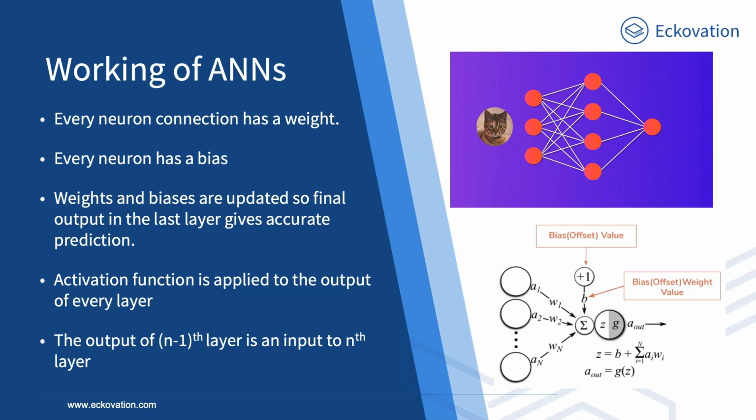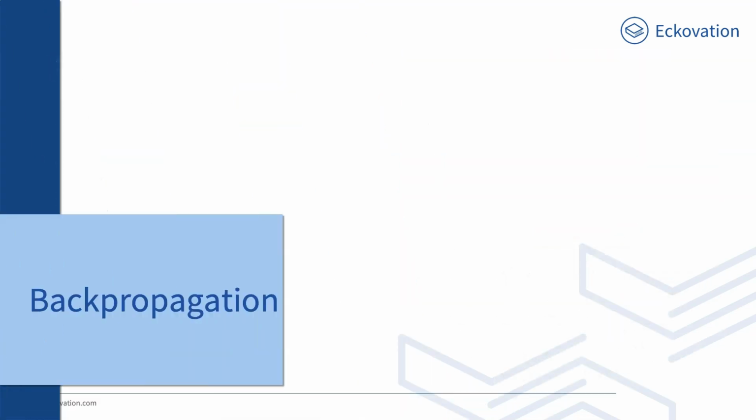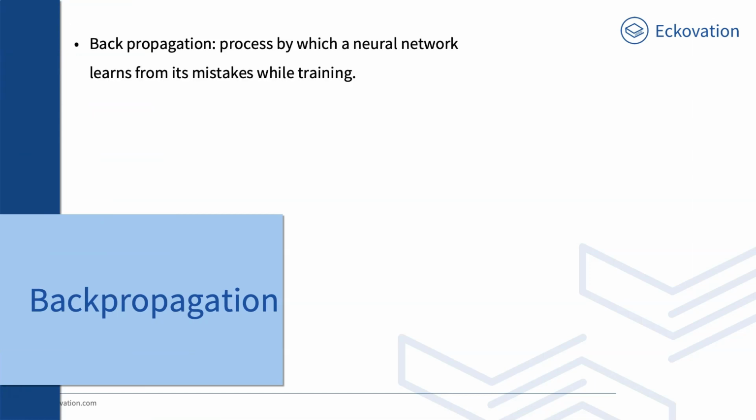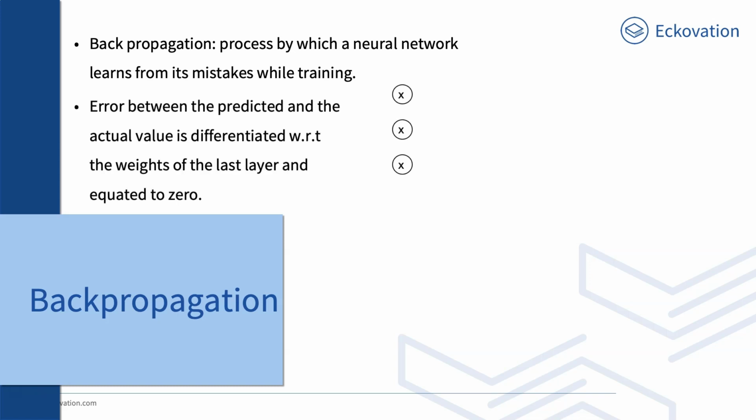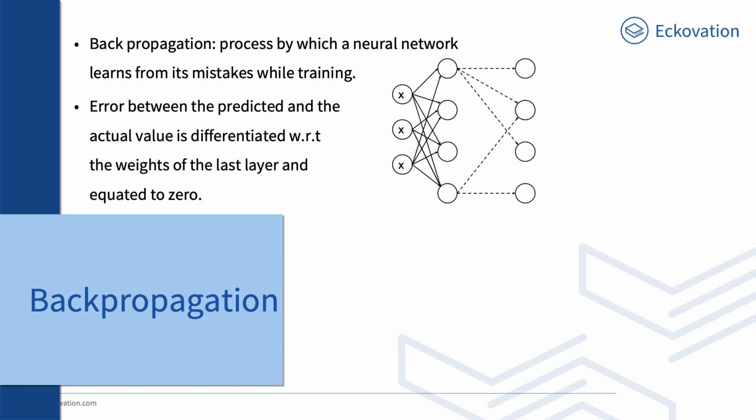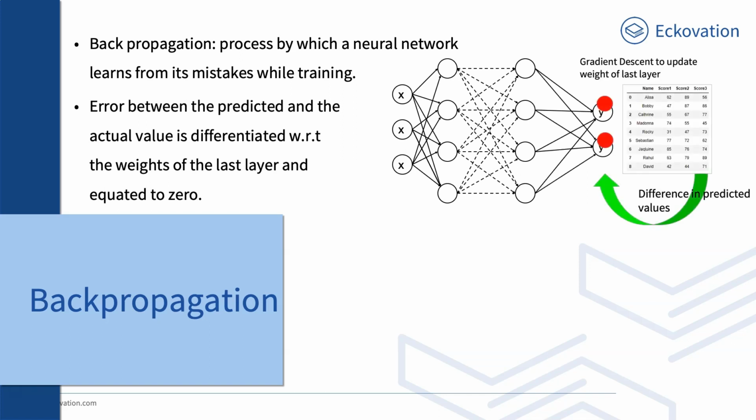Now, there is a term called backpropagation, which refers to the process by which a neural network learns from its mistakes while training. Neural network gives some output from a given set of inputs. Similar to linear or logistic regression, the error between the predicted value and the actual value is to be minimized. In backpropagation, the error between the predicted value and the actual value is differentiated with respect to the weights of the last layer and equated to 0. Hence, the weights of the last layer of the network are updated.